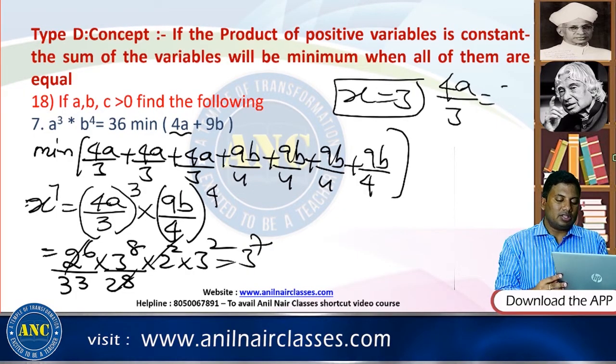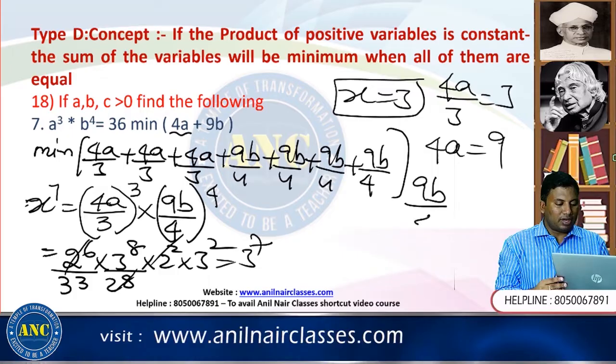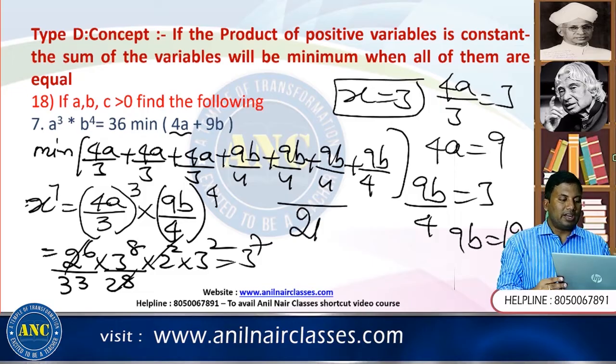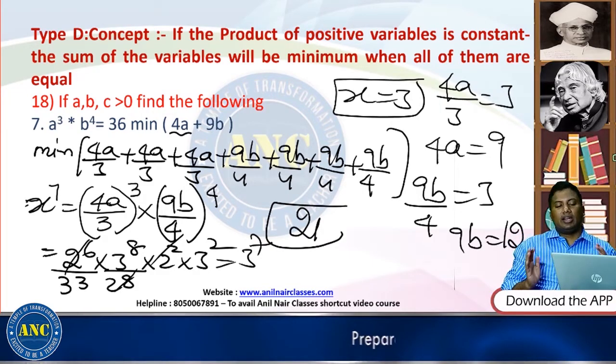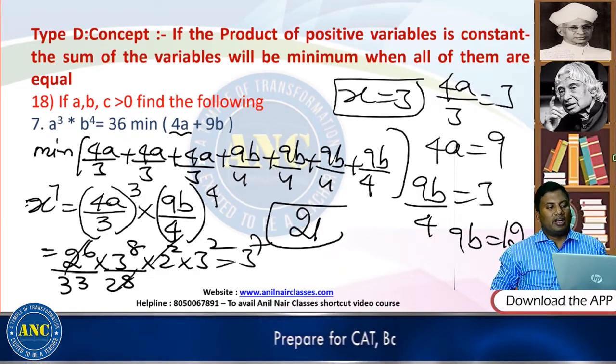What is x value? 4A by 3 is 3. 4A is 9. 9B by 4 is 3. 9B is 12. Answer is 9 plus 12, 21. I hope it is clear, right? 9 plus 12 is 21.